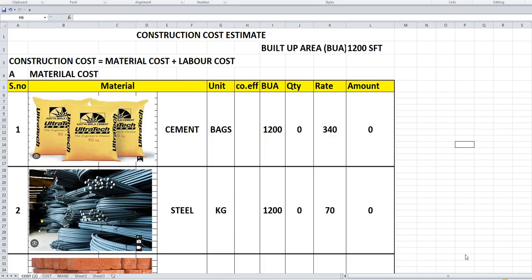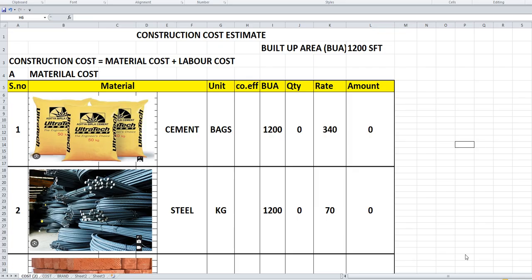Hi everyone, I am going to discuss the construction cost of a 1200 square feet 2 BHK building. This is a quick estimation based on coefficients for both material and labor cost. Basically, construction cost is the total cost of material and labor. So we will discuss the total calculation details of the construction cost.